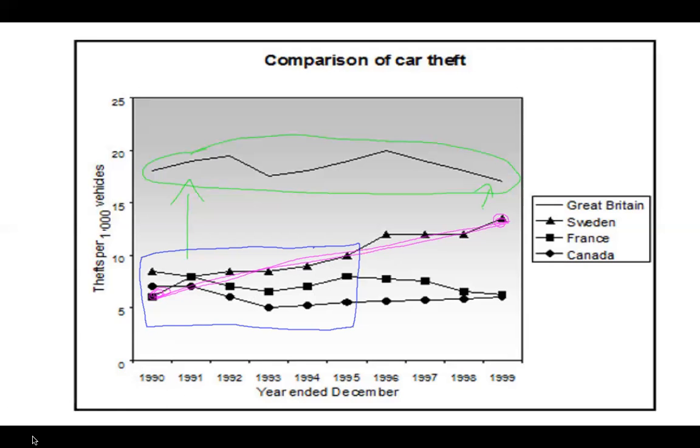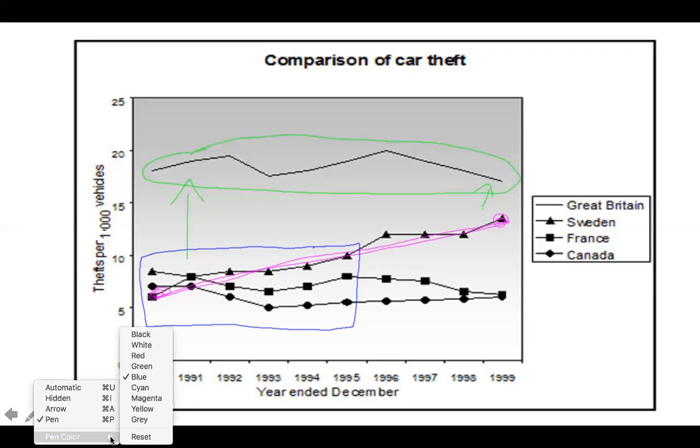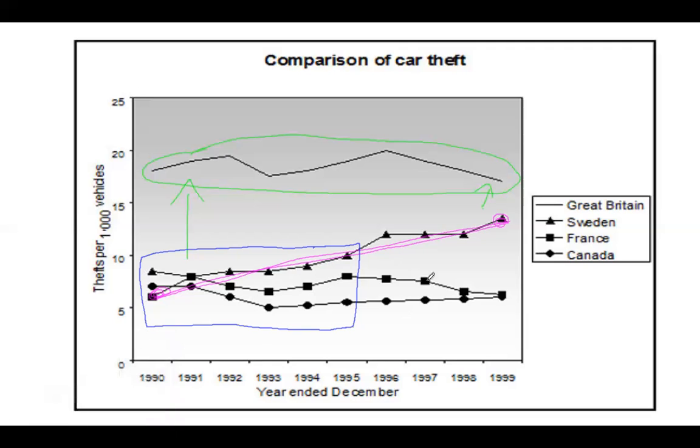The fourth key feature, I would say, let me pick another color just to make it nice and clear. Okay, the fourth key feature, I would say, is France and Canada overall maintained similar results throughout the period. And they even ended at approximately the same figure in 1999. So that would be approximately 6.